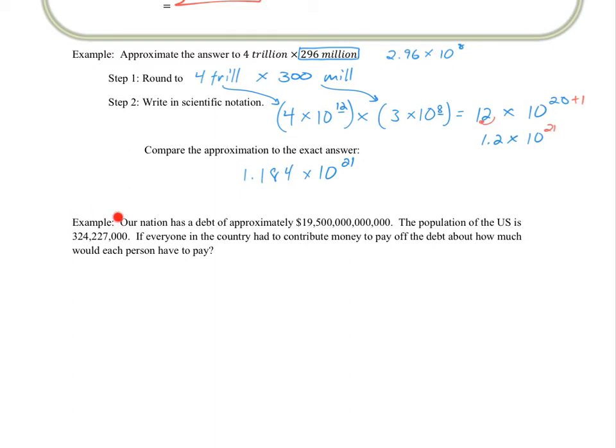All right, so for this last example on this slide, our nation has a debt of approximately this much. You should not even be worried about your student loans at this point. This amount of money is ridiculous. So the population of the US is this much. If everyone in the country had to contribute money to pay off the debt, how much would each person have to pay? Now, I like this question, but I also don't like this question because this includes babies that are minutes old, and it doesn't make sense for them to be paying, but it's always fun to think about these types of scenarios.